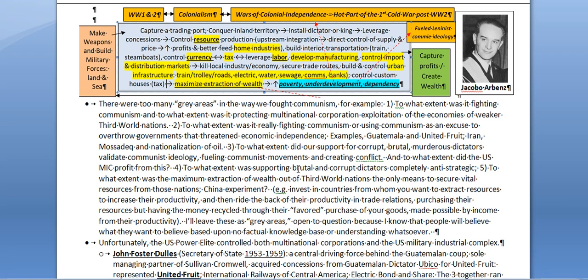To what extent was the maximum extraction of wealth out of the third world the only means of securing vital resources from those countries, right? And to what extent was it really about maximizing profits for the multinational corporations?